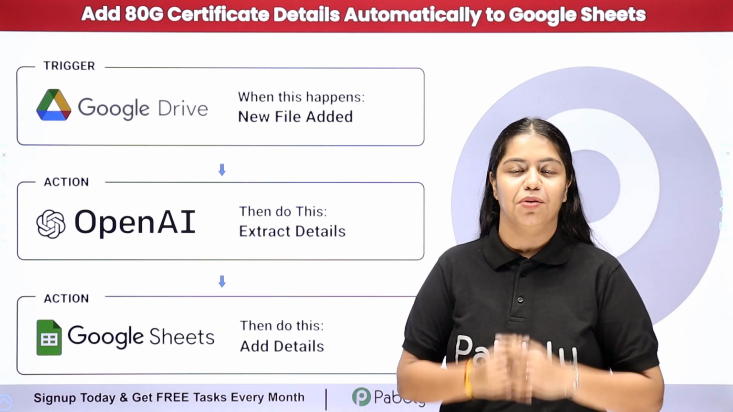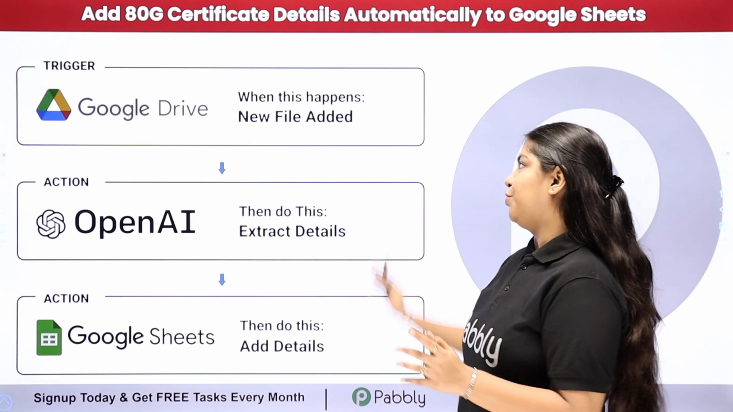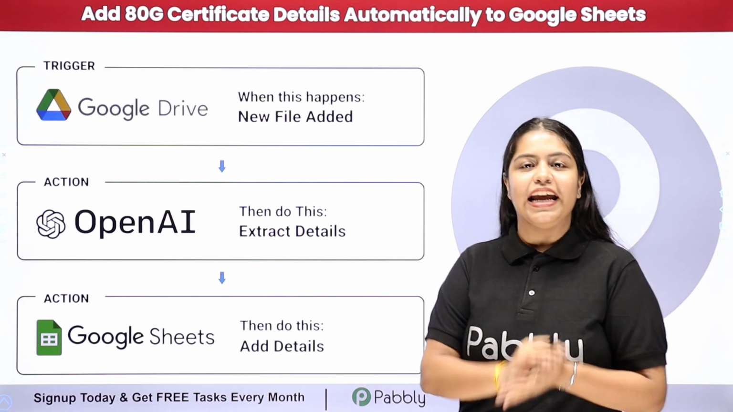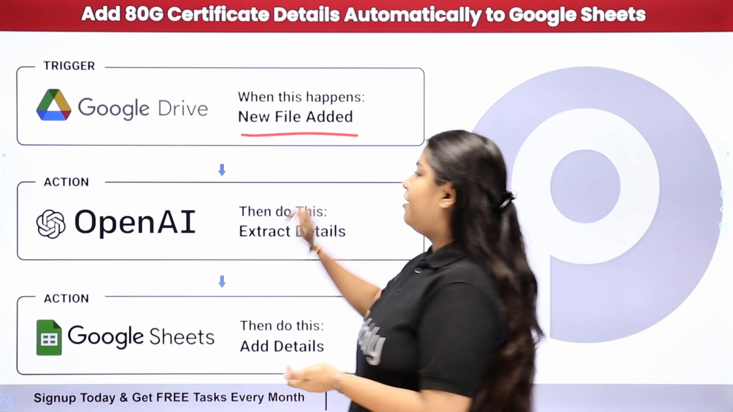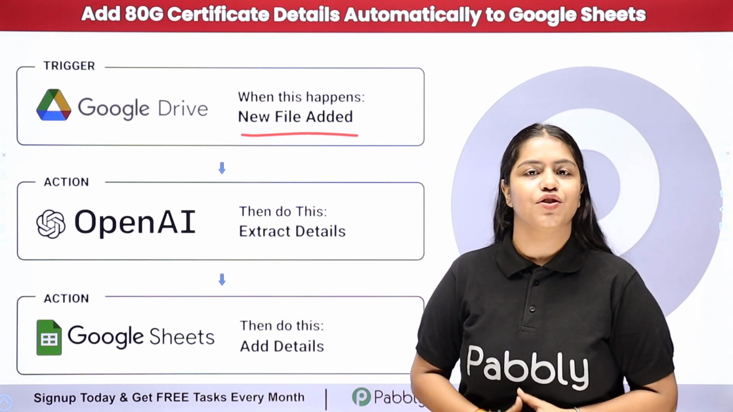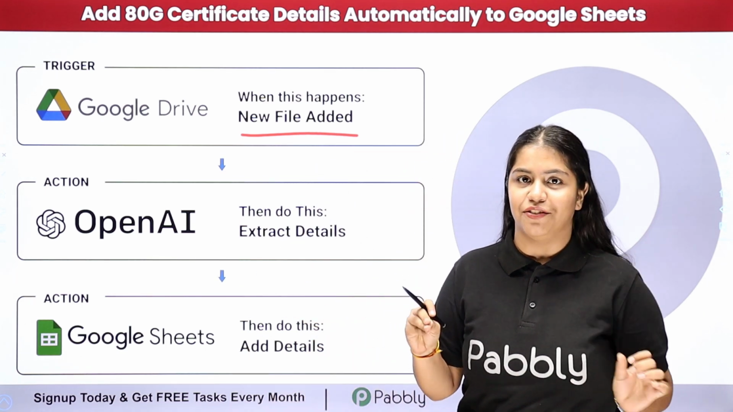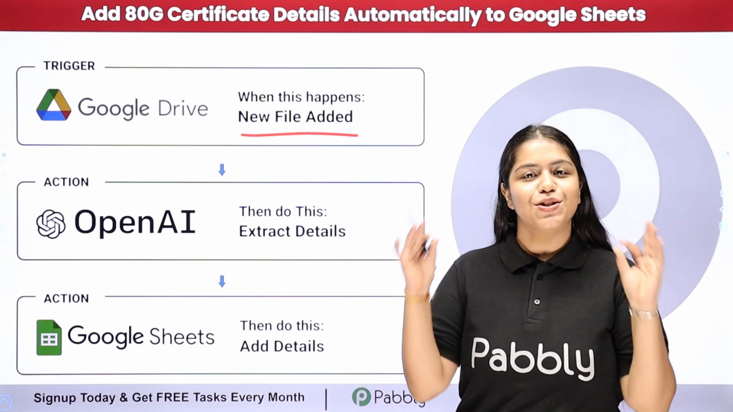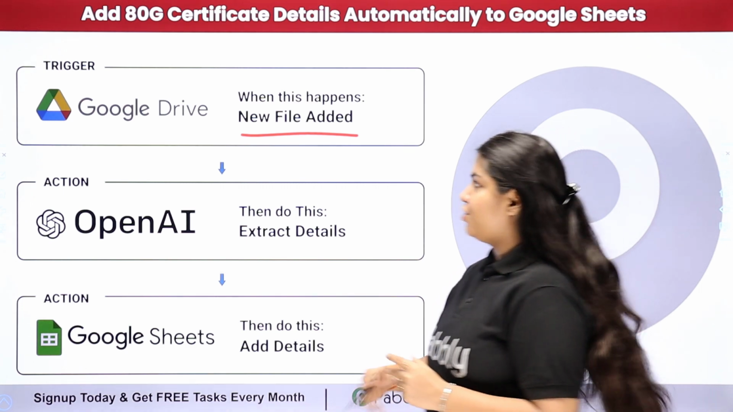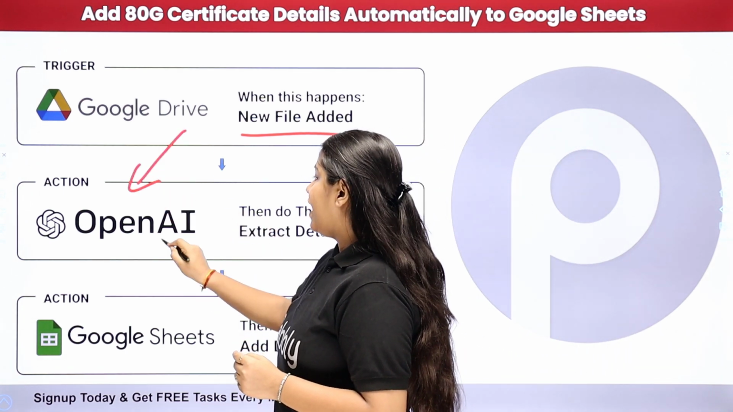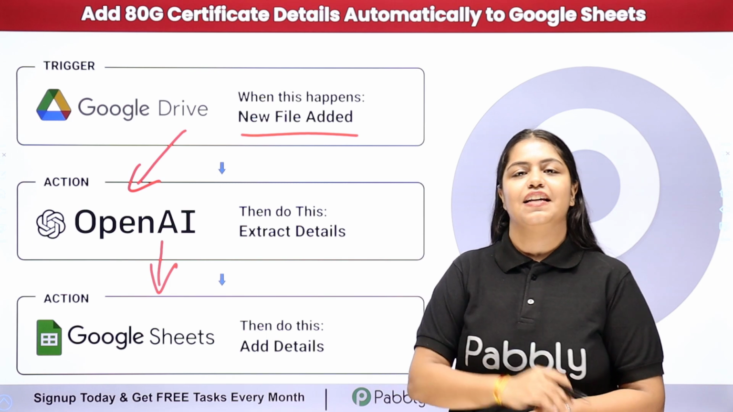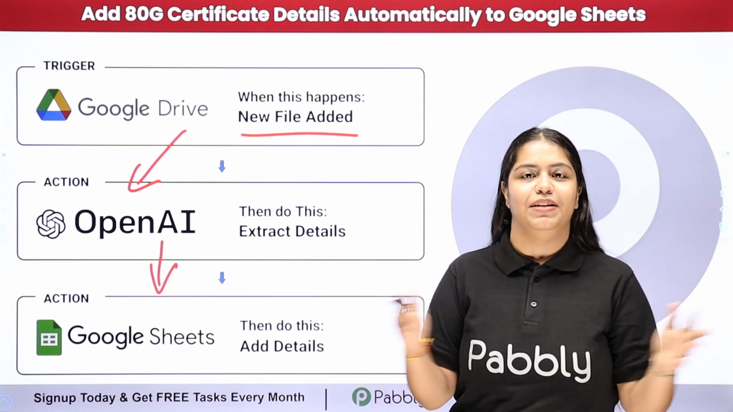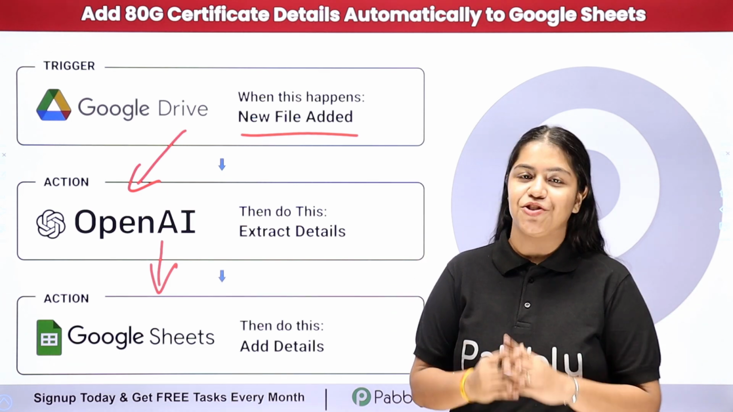So to solve this problem, I have simply created this amazing automation where what is going to happen is that as soon as I add the ATG certificate into my Google Drive, automatically my AI agent is going to extract the details from that certificate, and we are further going to add that details into my Google Sheets. So to do this, we are simply going to create a connection between Google Drive, OpenAI and Google Sheets. And to create this connection without knowing any programming or coding language, we are going to use Pabbly Connect. It is an amazing automation software.